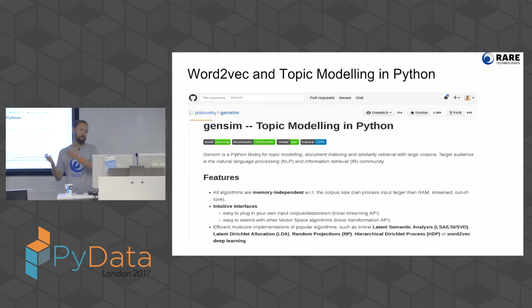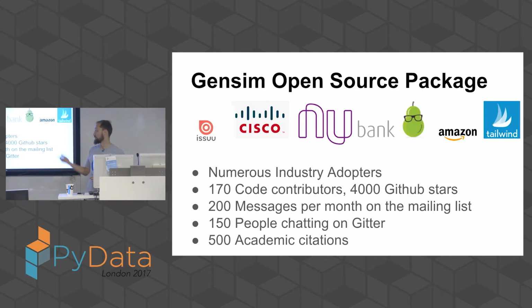We also have word embeddings. It's two parts of Gensim: topic modeling and word embeddings. So I will talk about word embeddings today. The package is used widely throughout industry. We have many industry adopters, and at the same time, we have about 500 academic citations. So we are at this intersection between academia and industry.